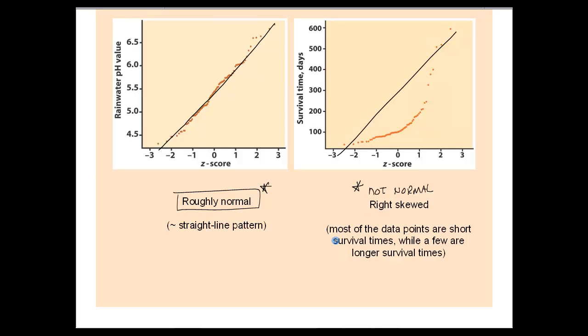But for the right skew, most of the data points are short survival times, while a few of them are longer survival times. And so that kind of gives me the idea these longer survival times would give me this right skew type of shape. So if I had data like this, I did the normal quantile plot, and you can do those in Minitab if you want. The normal quantile plot would produce this to indicate, you know what, this data is not normally distributed.